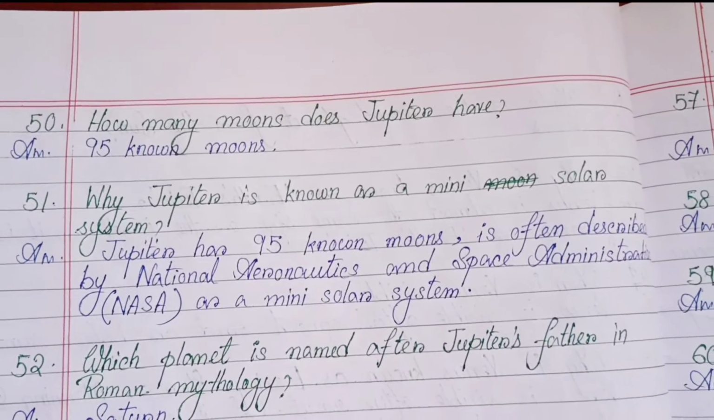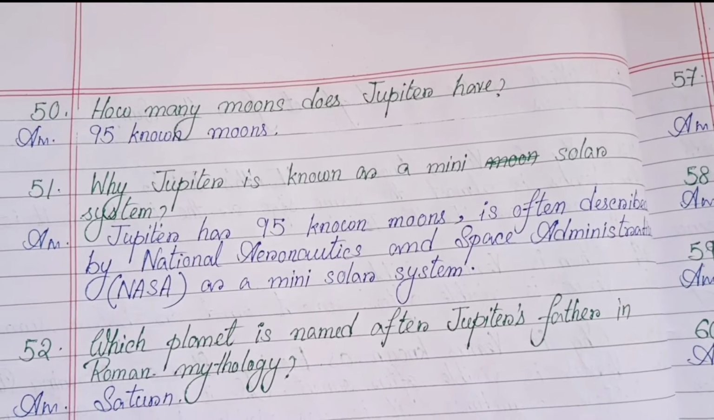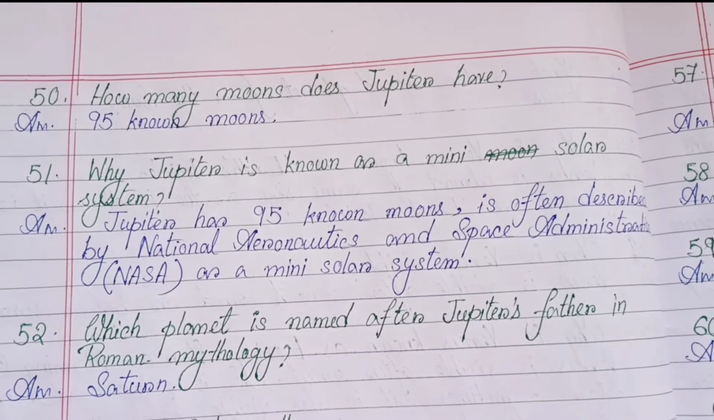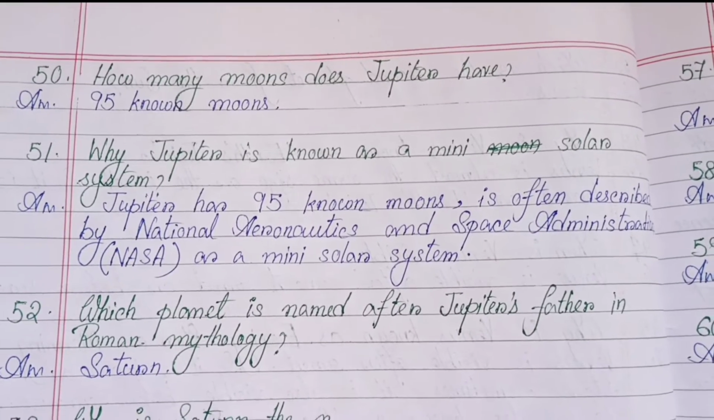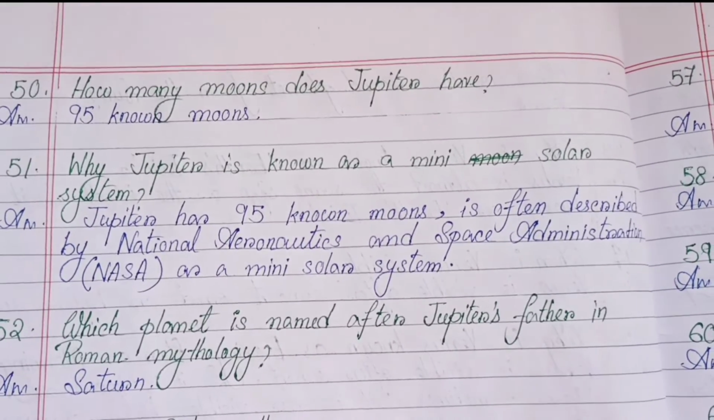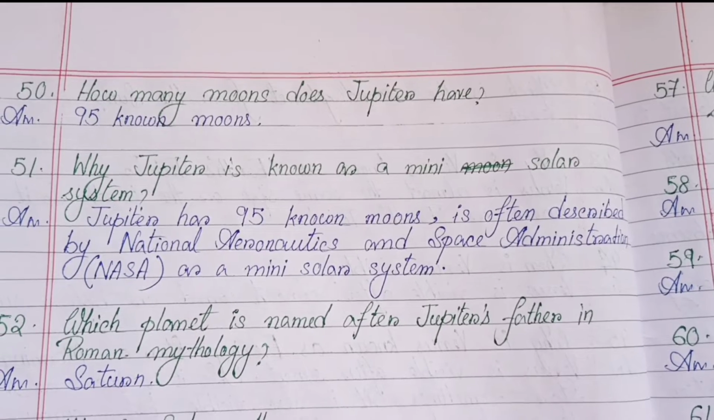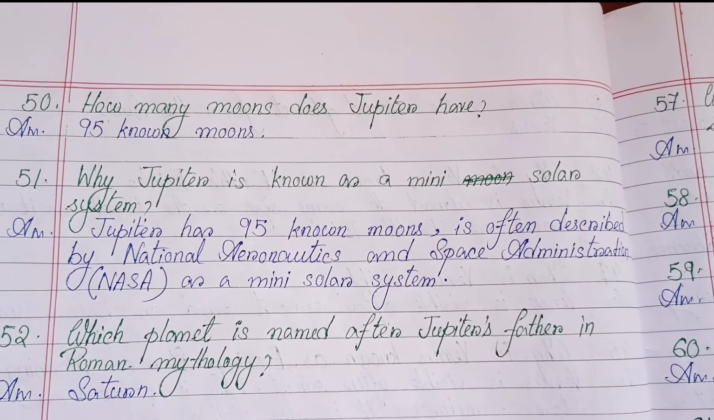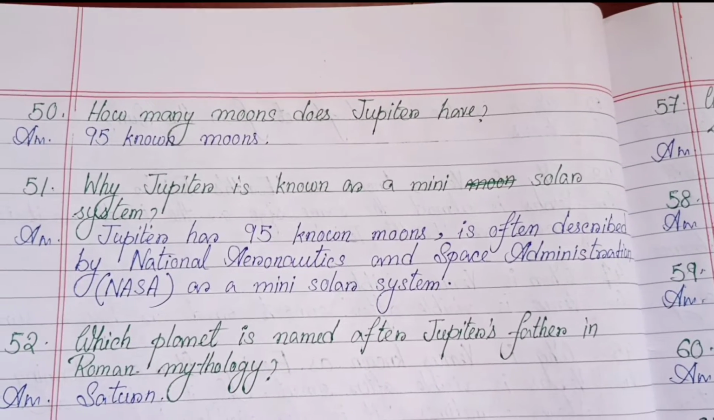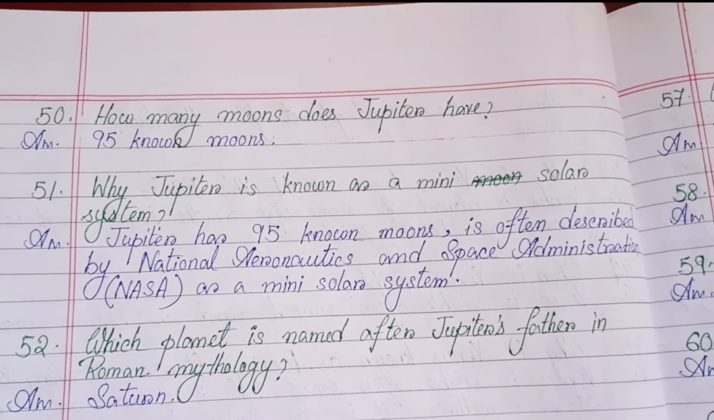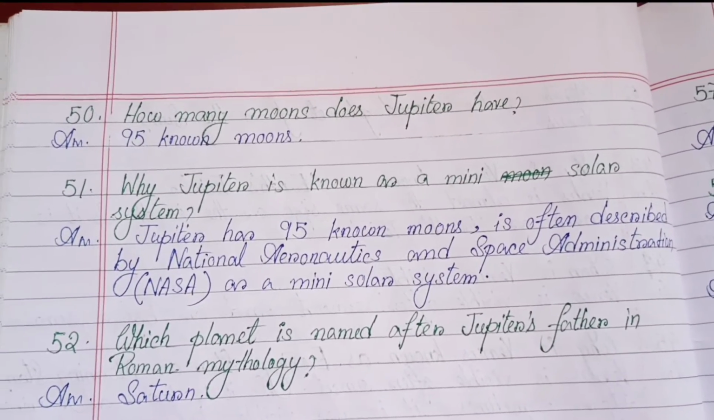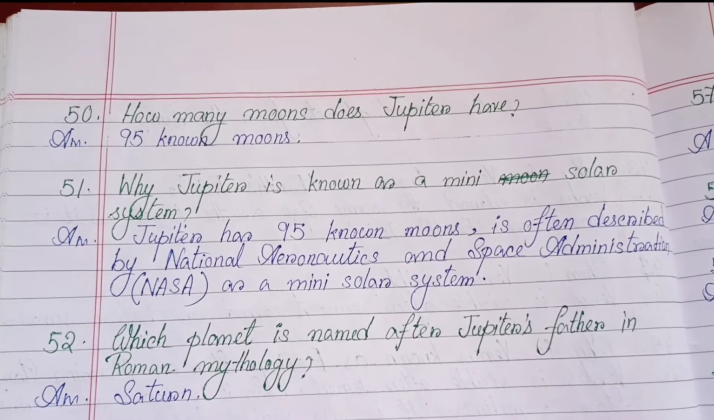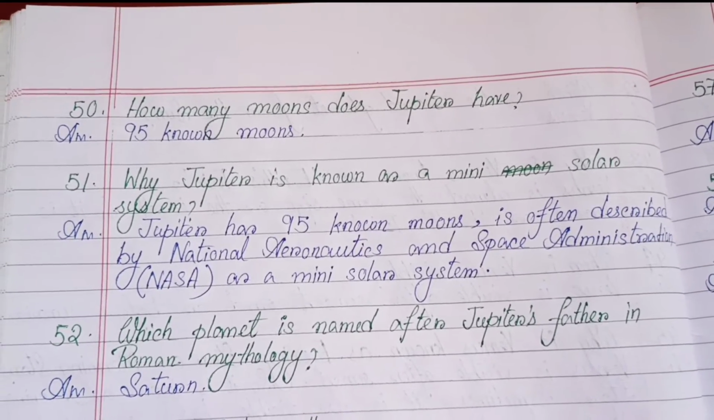How many moons does Jupiter have? 95 known moons. Why is Jupiter known as a mini solar system? Jupiter has 95 known moons, and is often described by the National Aeronautics and Space Administration, NASA, as a mini solar system. From this question you get the full form of NASA. If there is a question asking the full form of NASA, you can write the answer from here.